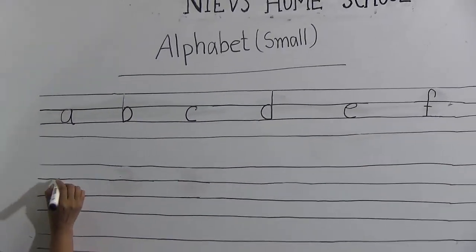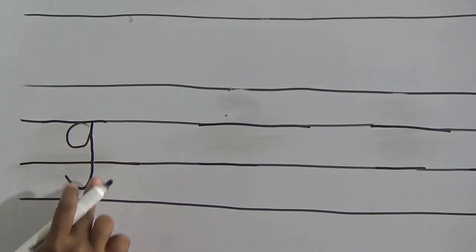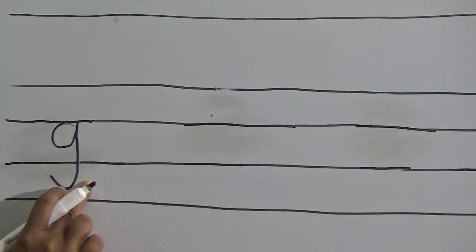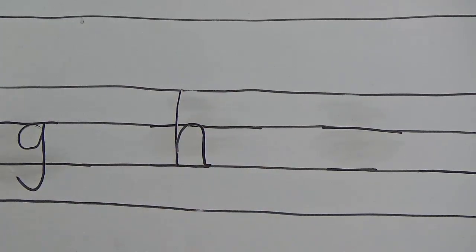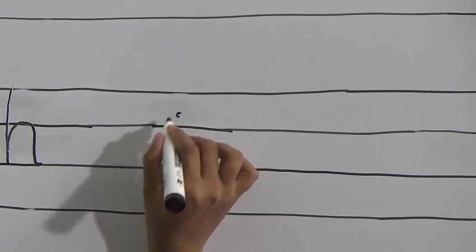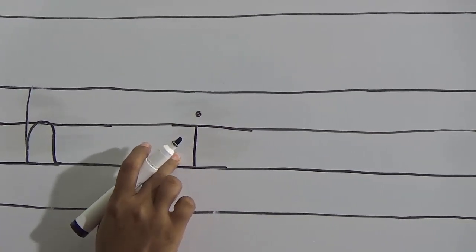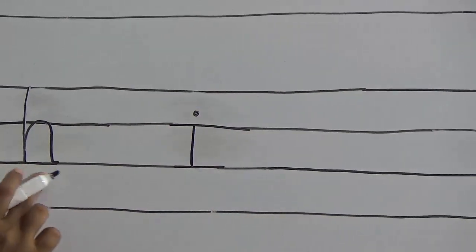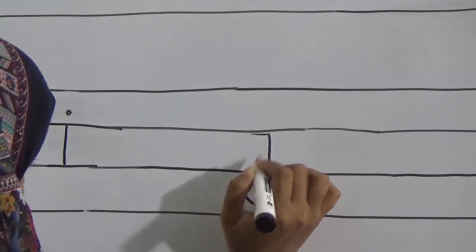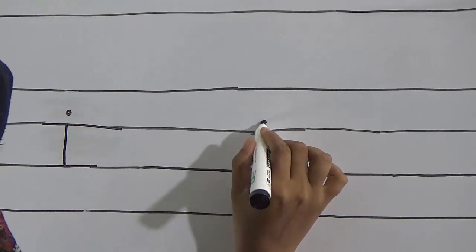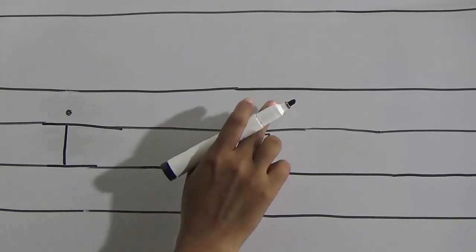Then small g. From middle level to lower level, you have to write small g. Then h. i. I will be in the middle level and the dot will be in the upper level. g, h, i. Then j. Small j will be from middle level to lower level and the dot will be in the upper level.